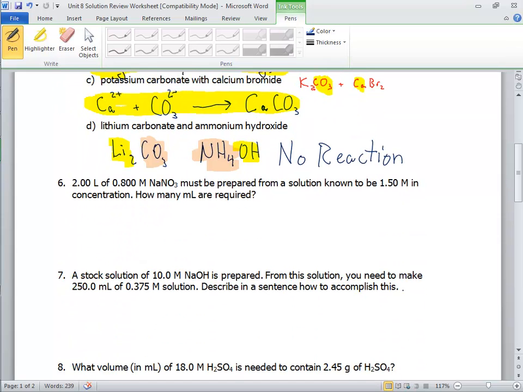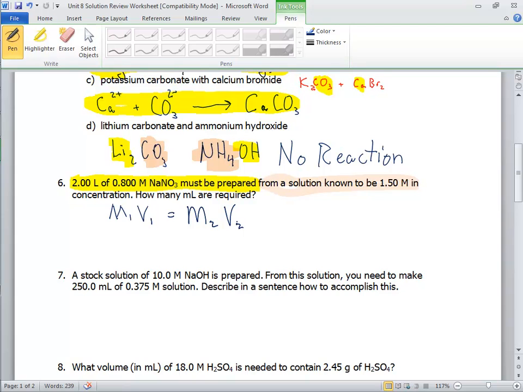Numbers 6 and 7 ask this. They say we have this solution that must be prepared from a solution that's this concentration. So I think I know how to do this problem. This looks like a problem where we're diluting something. And if we're making a dilution, we are going to use our friend molarity 1 times volume 1 equals molarity 2 times volume 2. That's the equation we're going to use to solve this problem.